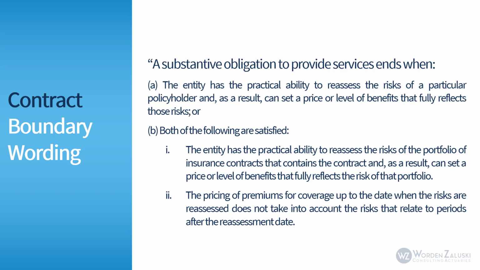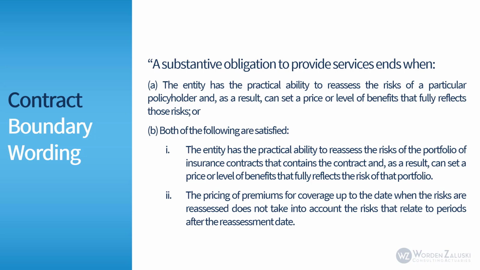So for example, with a 12-month auto contract, you might have the right to reset the price or change the level of benefits after 12 months. So the contract boundary would be 12 months. Same with, say, a group life policy, where after 12 months, you would have the right to issue a new price, either with a manual rate or with experience rating. And that 12-month period would be the contract boundary, because after those 12 months, you have the right to reset either the price or level of benefits. So the second qualifying criteria is that we need to satisfy both of the following.